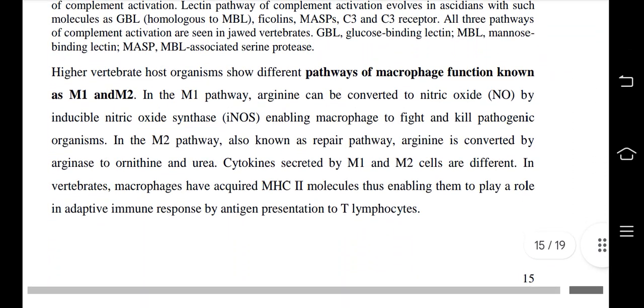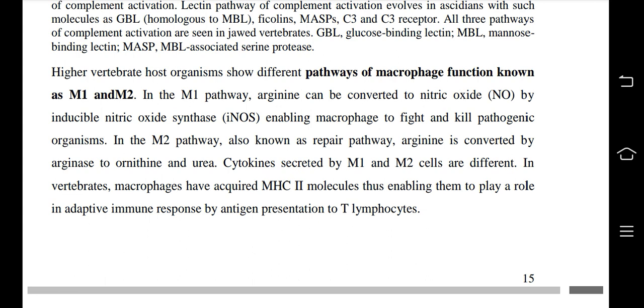Higher vertebrate host organisms show different pathways of macrophage function, known as M1 and M2. In the M1 pathway, arginine can be converted to nitric oxide, or NO, by inducible nitric oxide synthase, iNOS, enabling macrophages to fight and kill pathogenic organisms. In the M2 pathway, also known as the repair pathway, arginine is converted by arginase to ornithine and urea. Cytokines secreted by M1 and M2 cells are different.